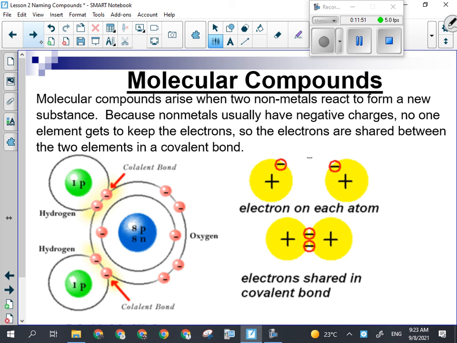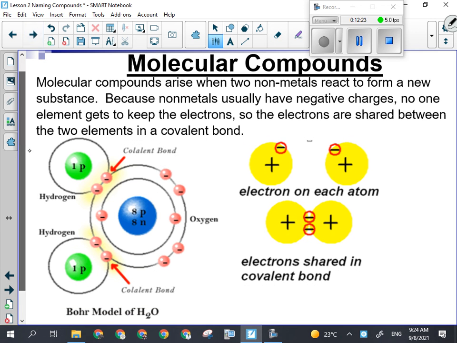All right, so 2 nonmetals, they react to form a new substance. Because nonmetals usually have negative charges, we're not worried about balancing the charges. We don't drop and swap these compounds. There's any number of combinations that they can have. There's lots of different ways that compounds can go together, right? Because they're not trading electrons or balancing charges, they're just sharing and filling shells and stuff like that. So no one gets to keep the electrons, they're shared in those compounds.